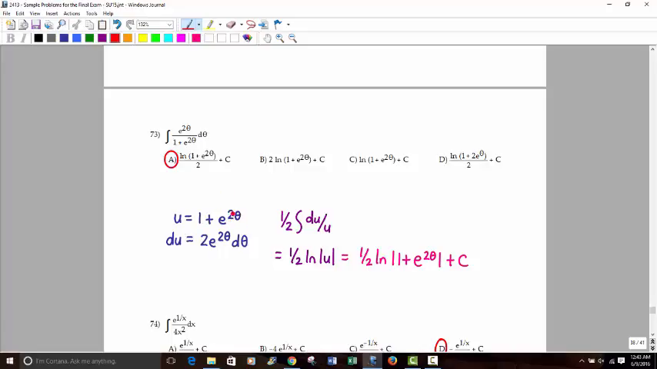So that derivative, chain rule, e to the 2 theta would be 2 e to the 2 theta d theta. Chain rule here, so that makes that a 1/2. So it puts a 1/2 out in front. So we have basically e to the 2 theta d theta is 1/2 du on top, and the 1/2 comes out. u on bottom, so we have du over u, and that's just natural log of u. So you end up with 1/2 natural log of u, which will then be 1/2 natural log of 1 plus e to the 2 theta plus c, which matches answer A perfectly.